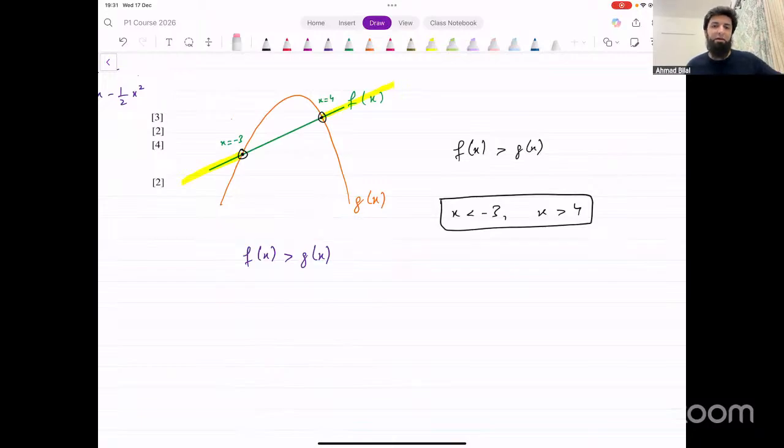Okay, you can write down the answer directly from the calculator as well in this particular question, because you already showed the working for finding the points of intersection in the first part.